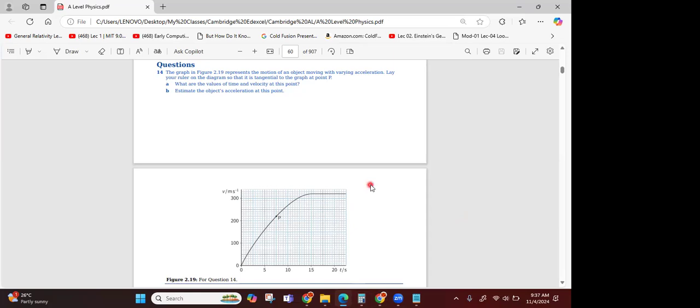For part A, it's 220 meters per second at almost 6 seconds. What are the values of time and velocity? Time is 6 seconds and velocity is 220 meters per second. Time is almost 6 seconds, not exactly.